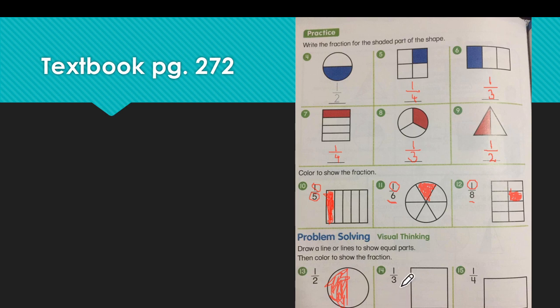Okay, here is 1/3. Again, you need to divide the shape into 3 pieces, 3 equal parts. You can do it like this, for example, 1 and 2. Oops, not so good. And one part has to be shaded. So you can shade this one, for example.